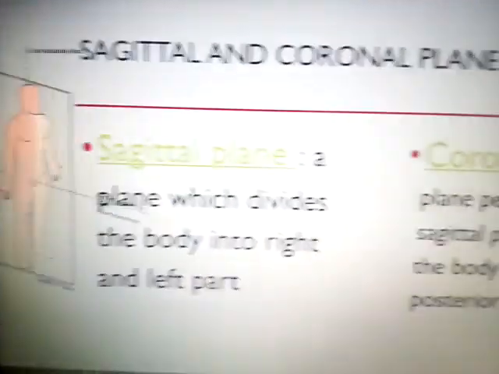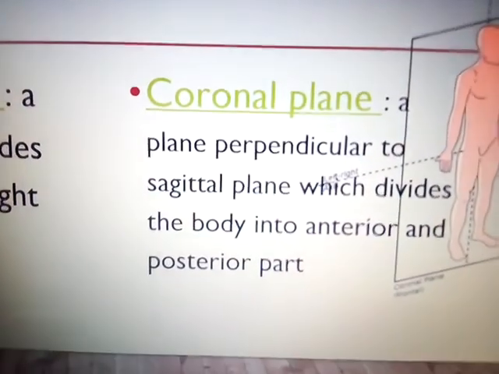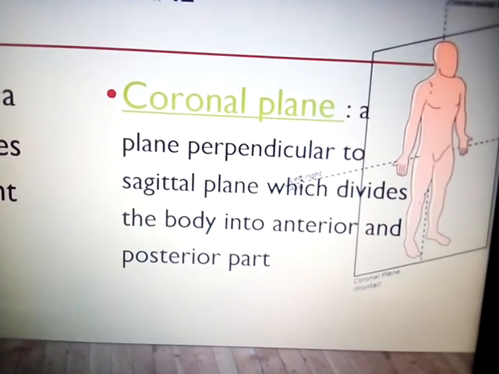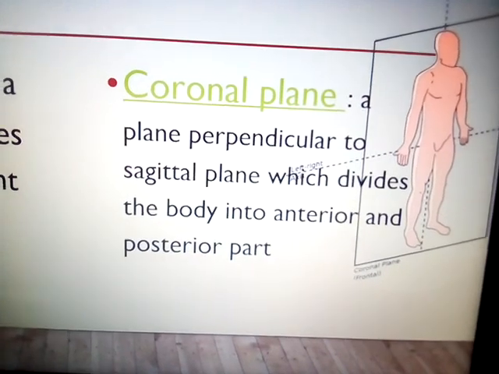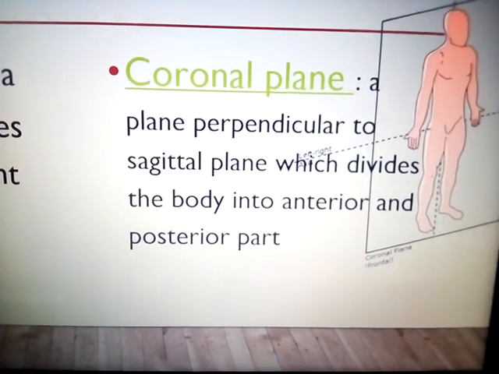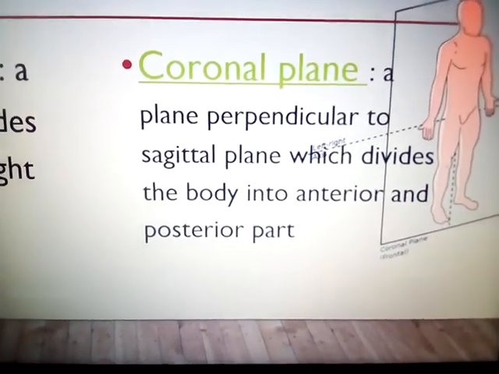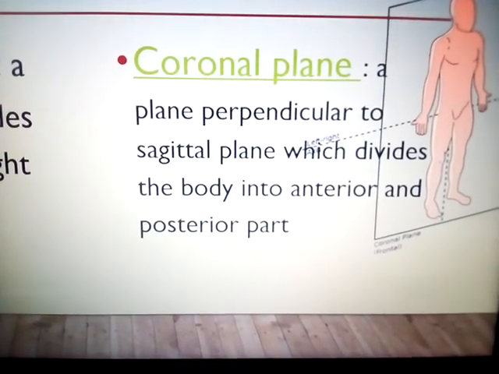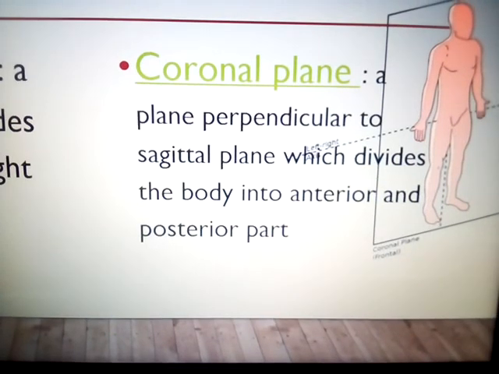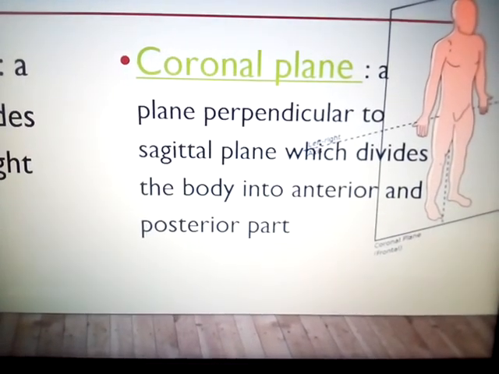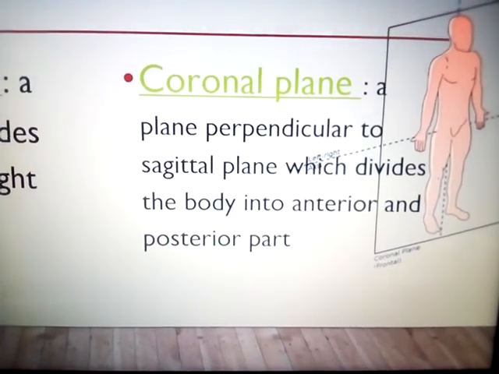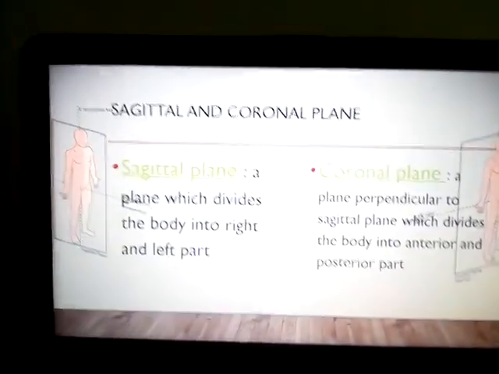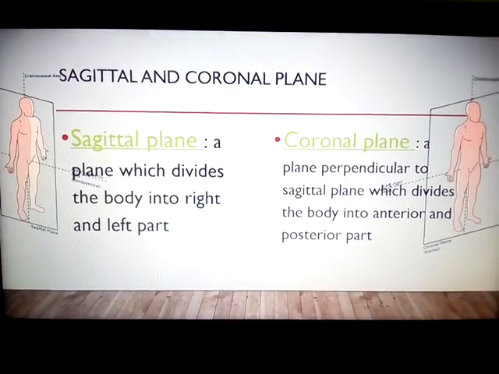Now let's come to a coronal plane. A coronal plane is going to basically divide a human body into a frontal part and a back part. In scientific terms, a coronal plane is going to divide the body into an anterior and a posterior part. And a coronal plane is always perpendicular to the sagittal plane. So you can see the diagram of these two. This is very simple, not a big deal.